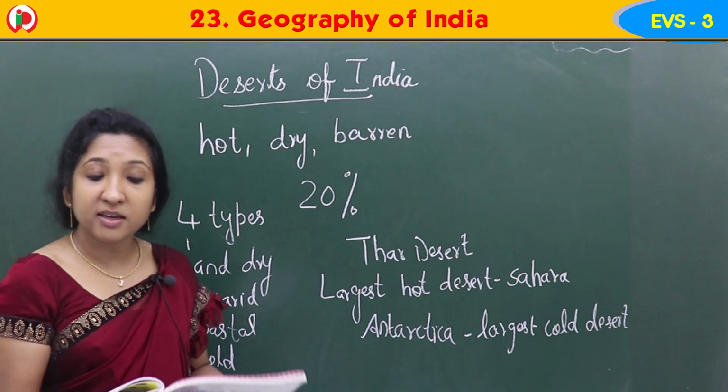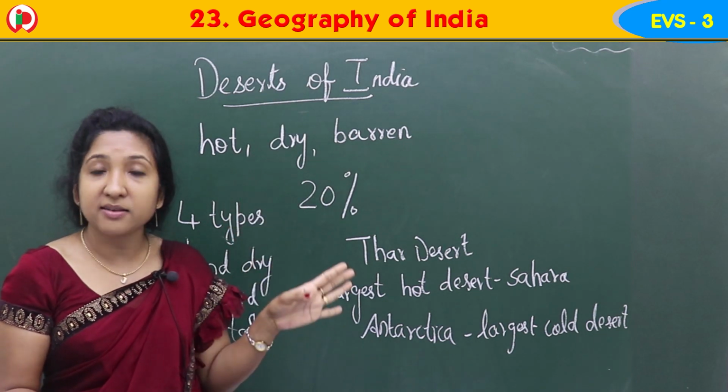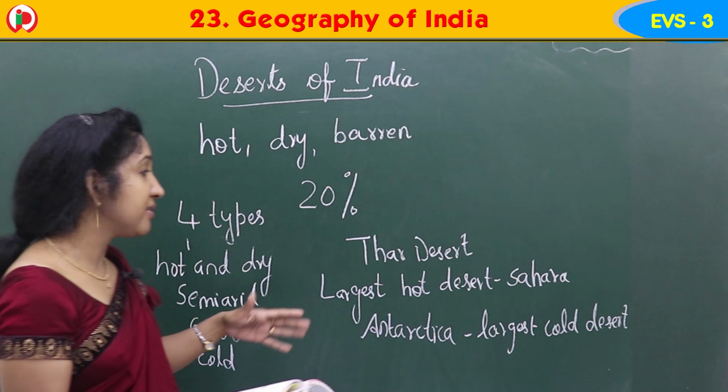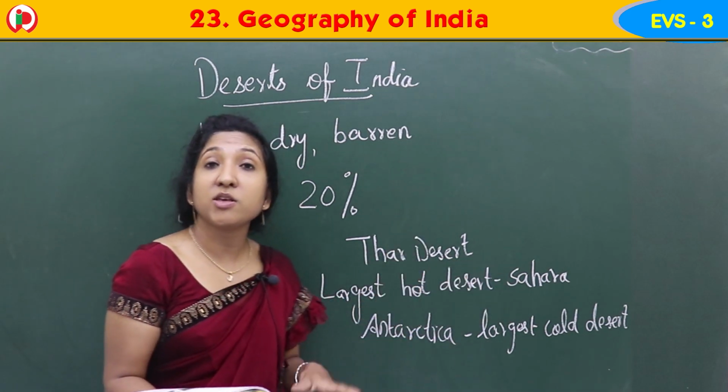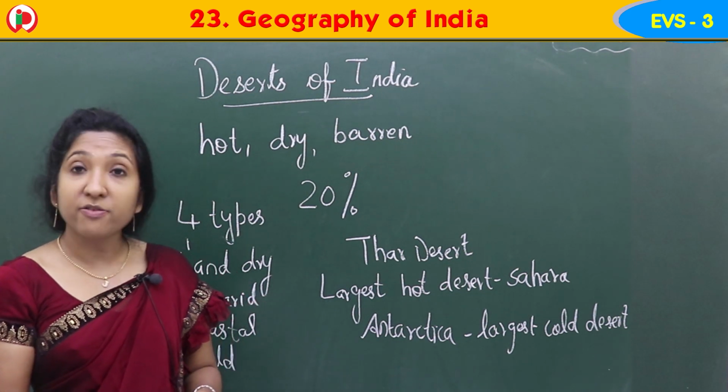And Indian desert we can see in the western part of India. It is Thar Desert, and the largest hot desert is Sahara, and the largest cold desert is Antarctica. That's about deserts of India.